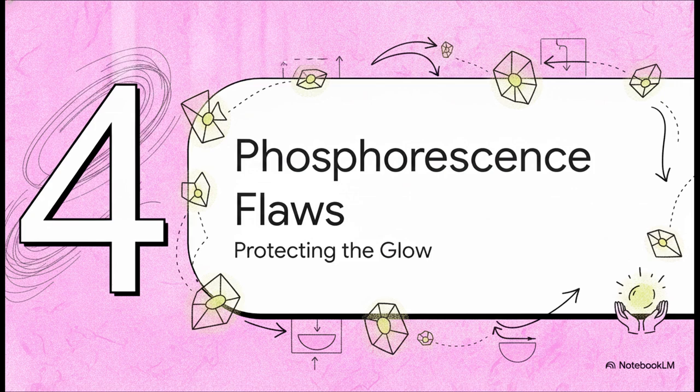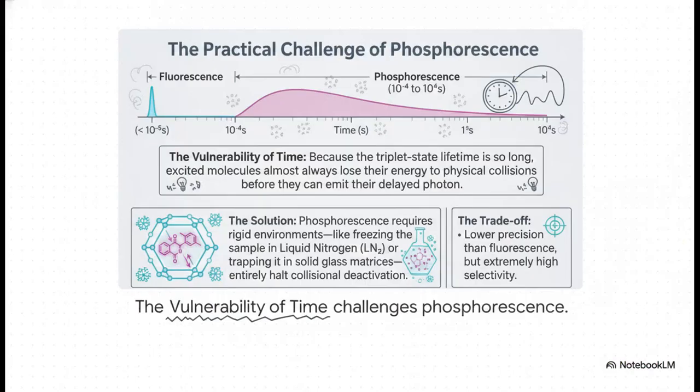Section 4. The vulnerability of phosphorescence. Protecting the glow. Remember that beautifully delayed glow of phosphorescence we talked about earlier? Well, it turns out it comes with a massive practical hurdle, the vulnerability of time.